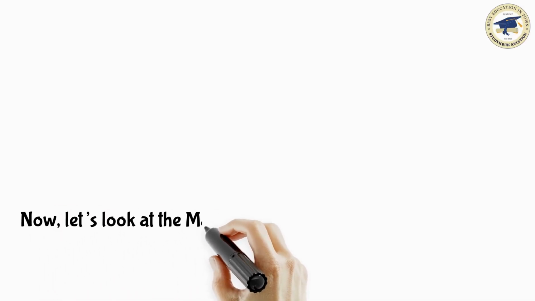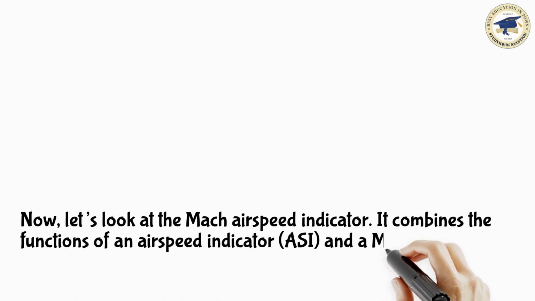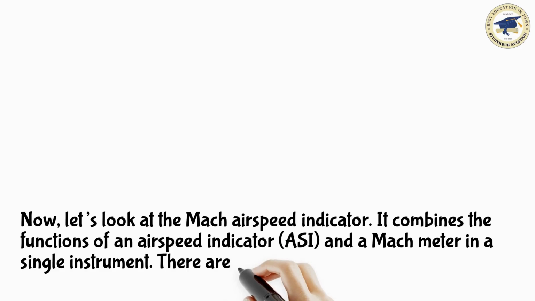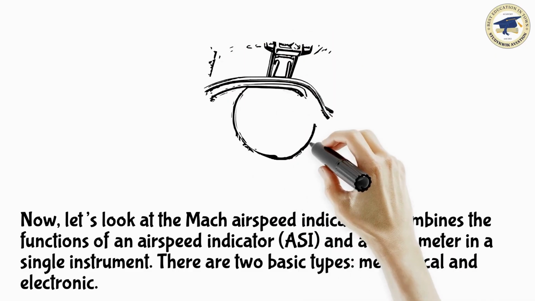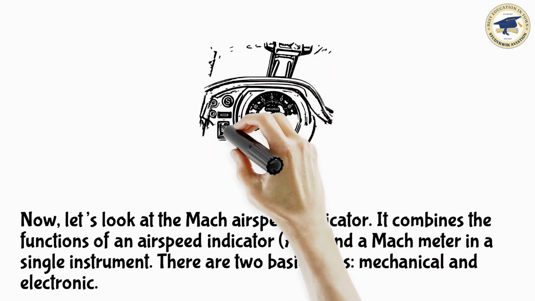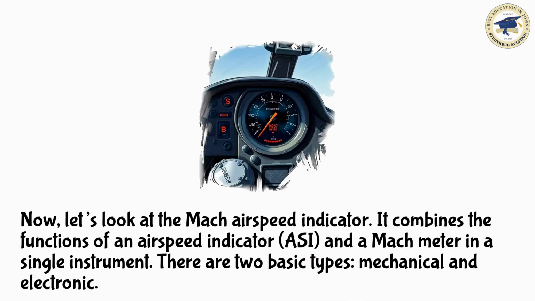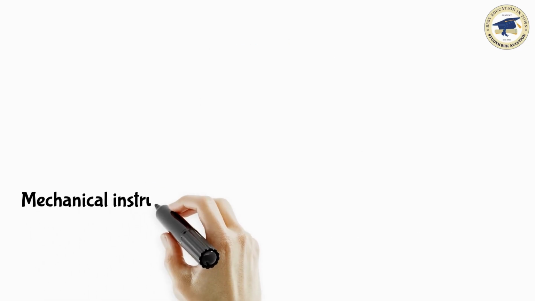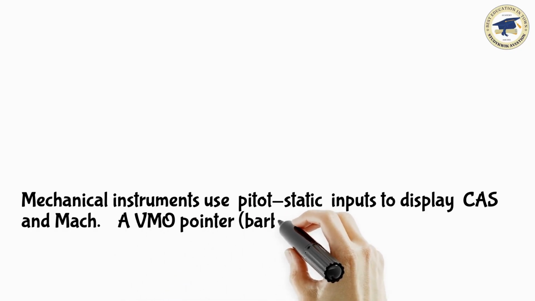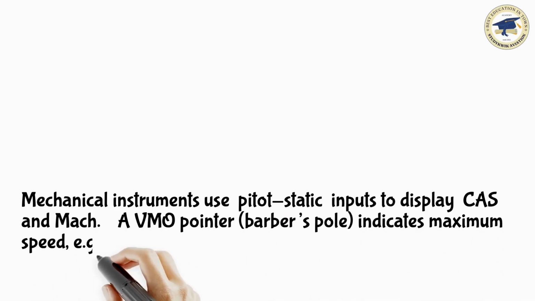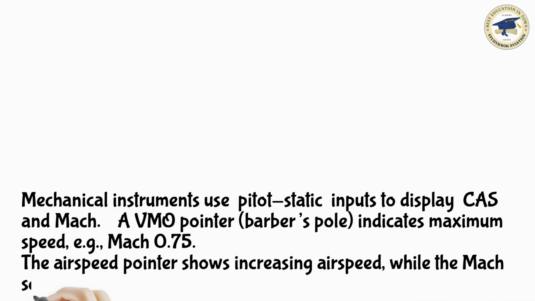Now, let's look at the Mach airspeed indicator. It combines the functions of an airspeed indicator, ASI, and a Mach meter in a single instrument. There are two basic types, mechanical and electronic. Mechanical instruments use pitot-static inputs to display CAS and Mach, with a VMO pointer. Barber's pole indicates maximum speed. For example, Mach 0.75. The airspeed pointer shows increasing airspeed, while the Mach scale rotates proportionally.